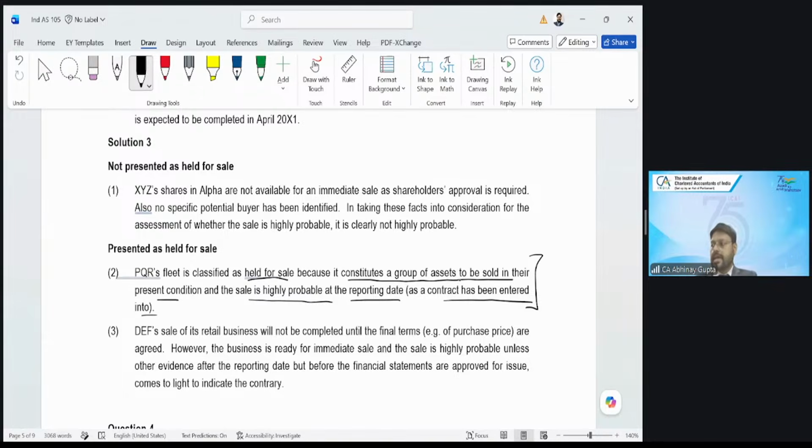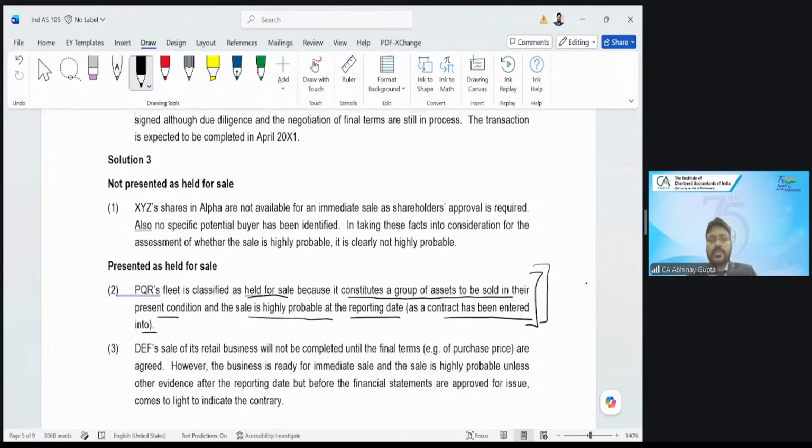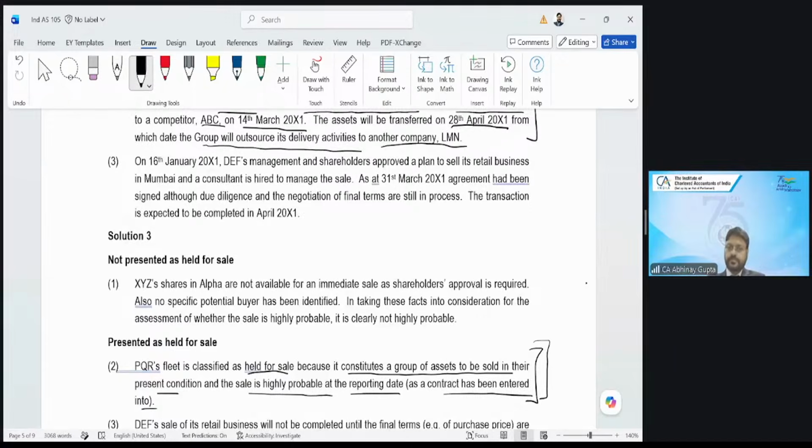It means the sale is highly likely to be concluded, and if the contract is entered into, then the price negotiations have already been completed, right? It means it was actively marketed at a reasonable price. Management is not withdrawing from its commitment. The sale is bound to happen in April. So looking at all these conditions being met, it can clearly be classified as held for sale under Ind AS 105, right?